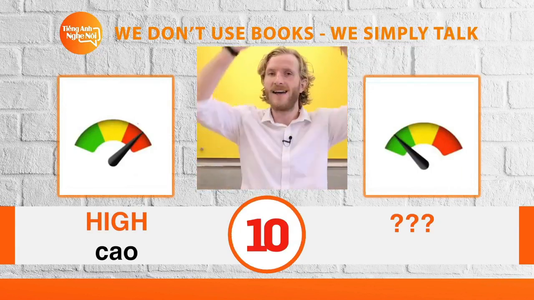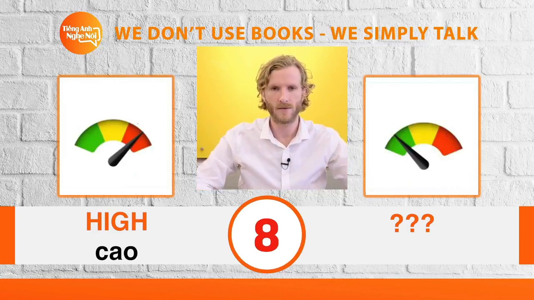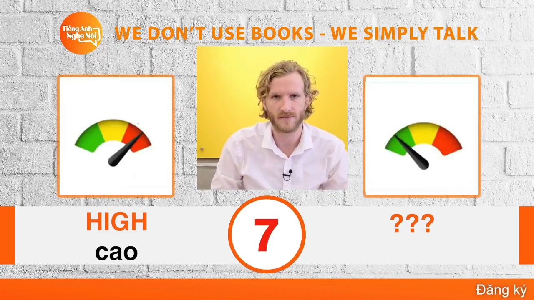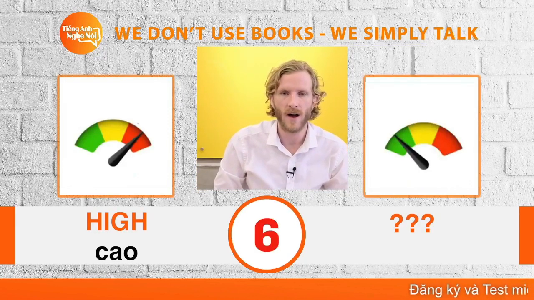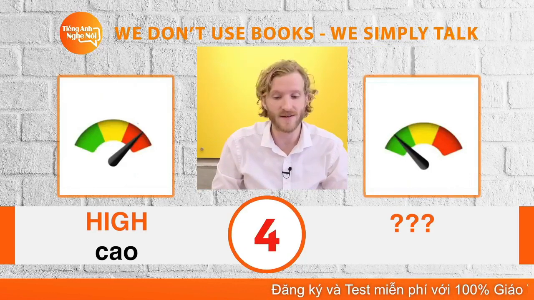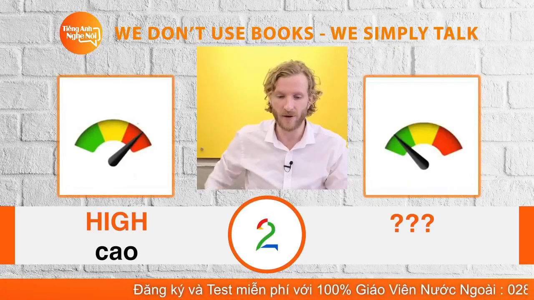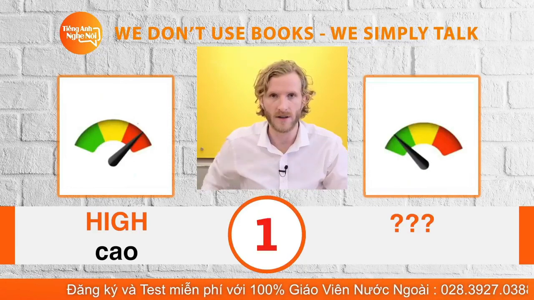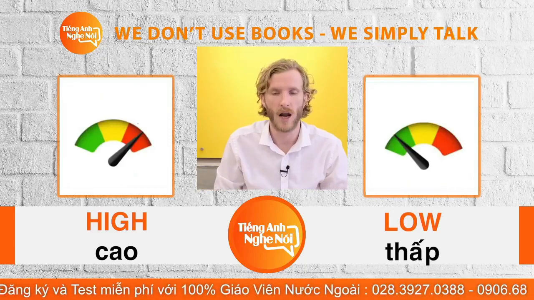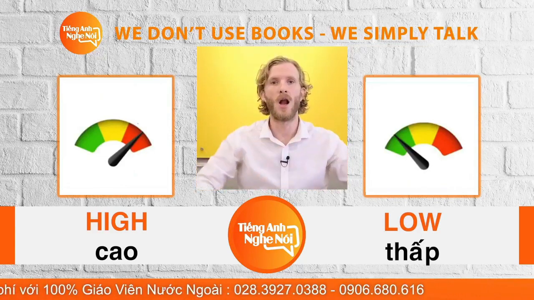Okay. High. High and what is the opposite? Let's see. So, the sky is very high, right? The sea is very, what? Low. High and low.